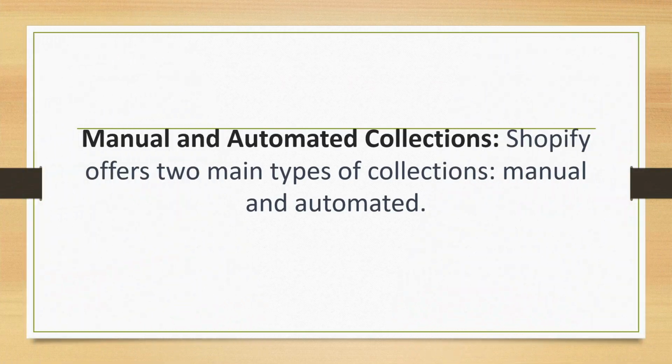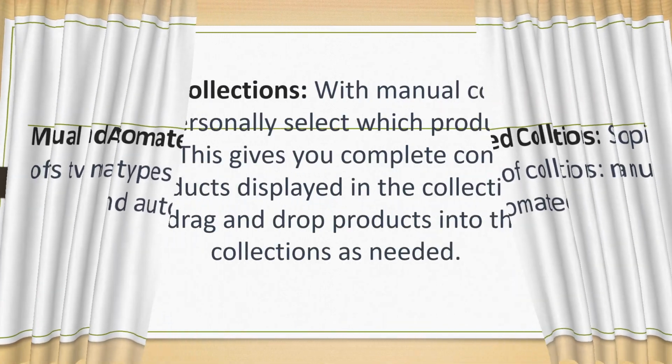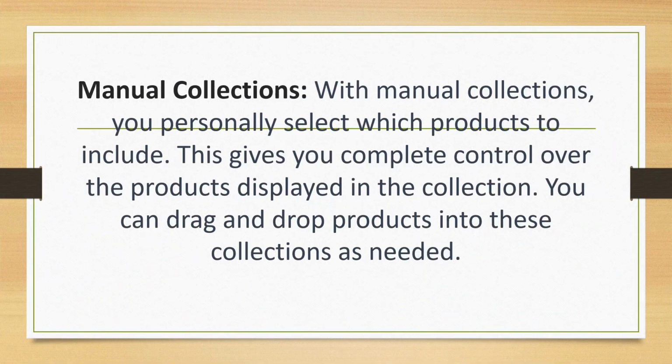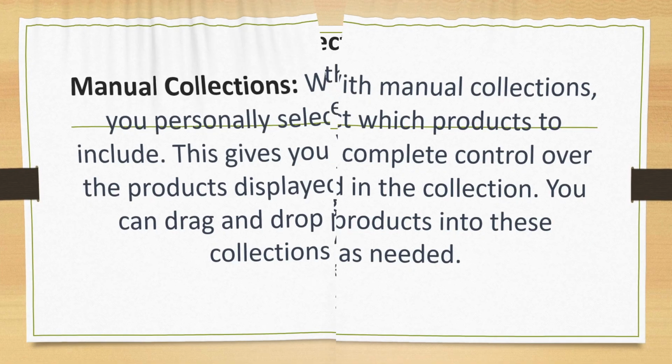So the first we have manual and automated collections. Shopify offers two main types of collections, which are the manual and automated. So we will discuss the first, which is manual collections. With manual collections, you personally select which products to include. This gives you complete control over the products displayed in the collection. You can drag and drop products into these collections as needed.